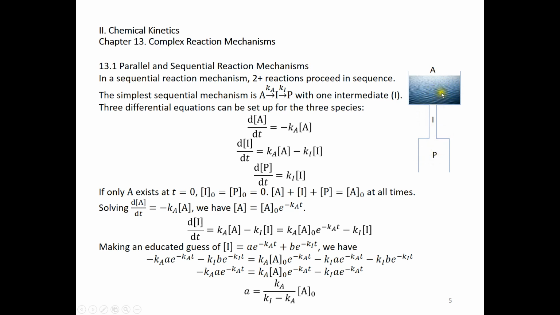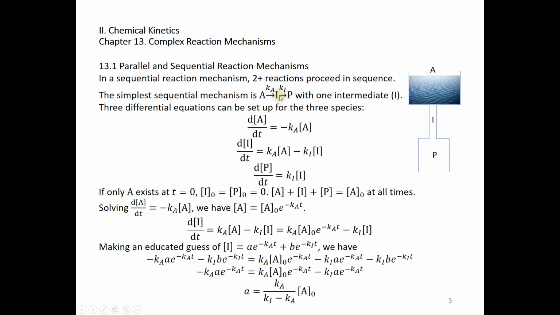You cannot go from A to P directly. You have to pass I first. And this is the simplest sequential mechanism, and we can write out the mechanism this way, from A to I and then from I to P. We need some notations for the rate constant, so from A to I, we use k sub A as the rate constant. From I to P, we use k sub I to denote the rate constant. I is considered the intermediate from A to P.